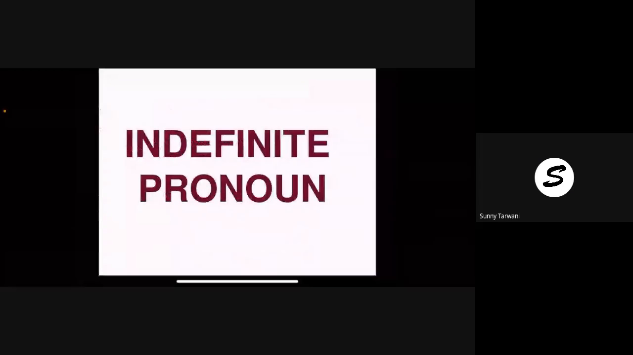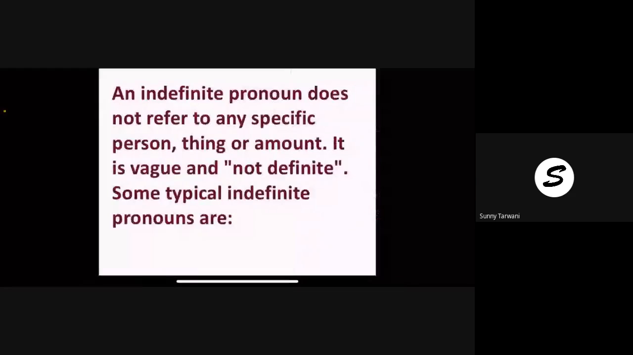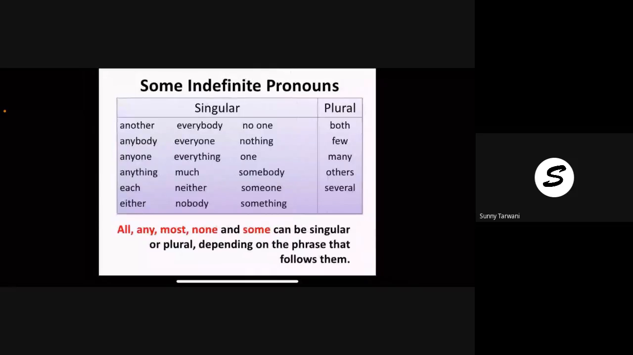Indefinite pronouns, see, I will tell you. Indefinite pronouns are not definite, meaning we are not talking about one particular person. It is in general. See, all these are indefinite pronouns: everybody, somebody, nobody, anybody. We are not talking about any one person, we talk about anyone, but we don't know who. All these are indefinite pronouns.